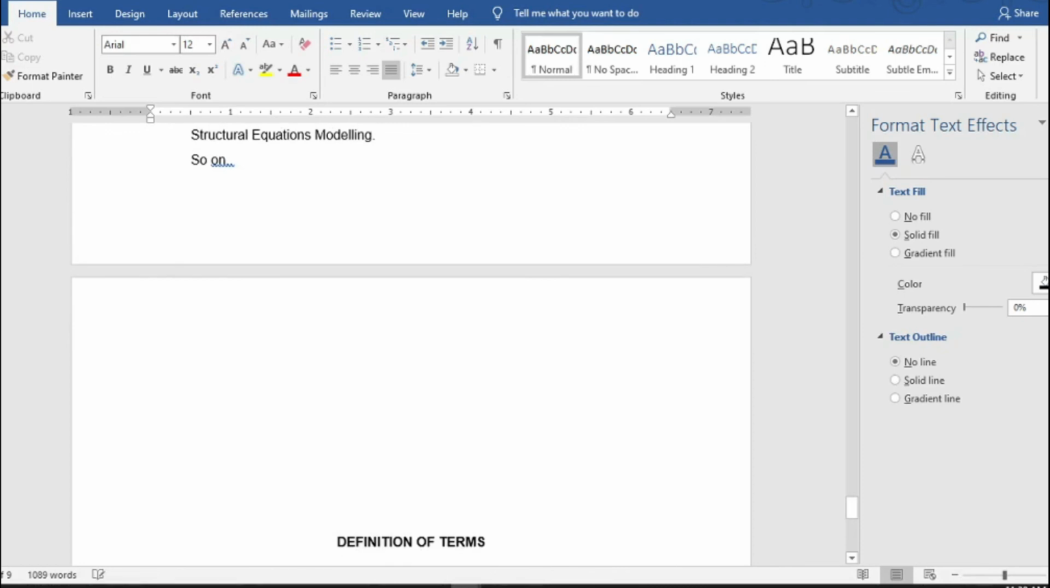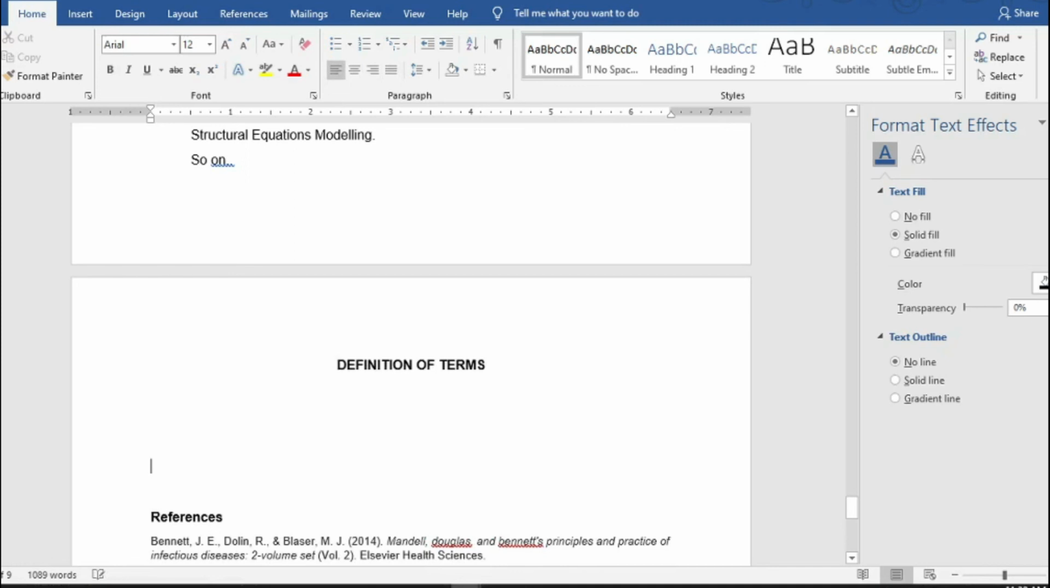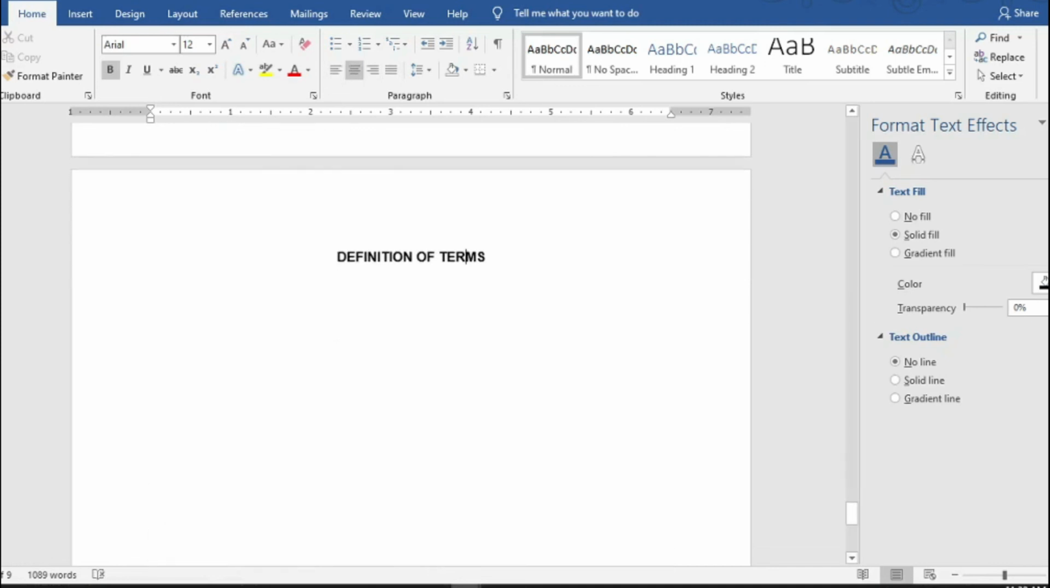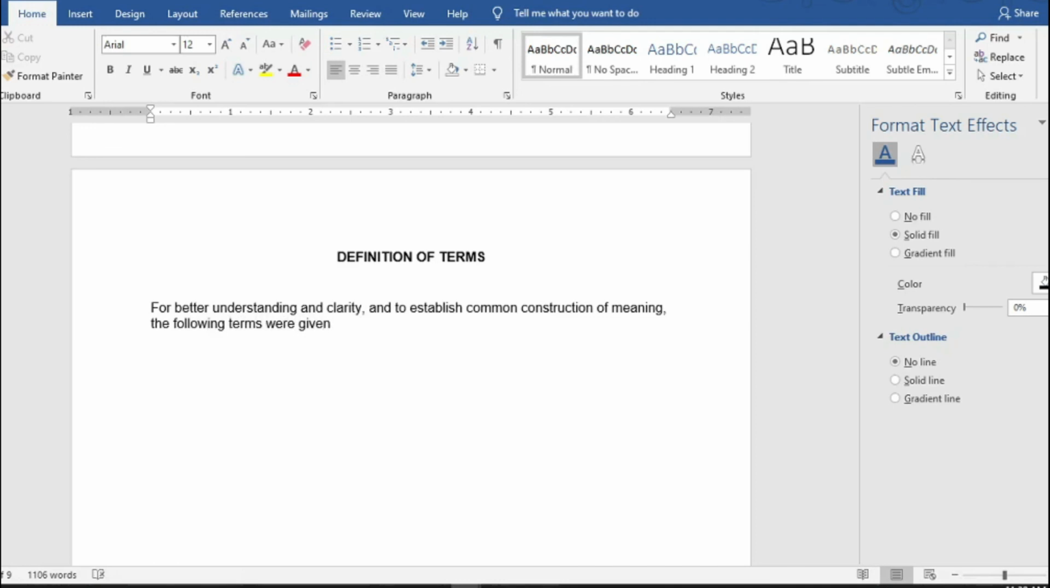Next is the definition of terms. This is the last portion of this video. Definition of terms is easy, because you just define the terms based on how you use the words. For better understanding and clarity, and to establish a common construction of meaning, the following terms were given both conceptual and operational definitions.